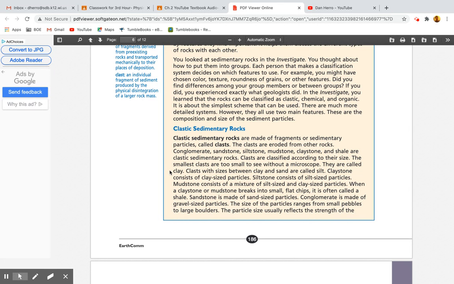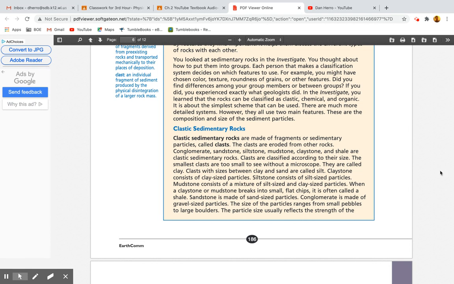Claystone consists of clay-sized particles. Siltstone consists of silt-sized particles. Mudstone consists of a mixture of silt-sized and clay-sized particles. When a claystone or mudstone breaks into small flat chips, it is often called a shale. Sandstone is made of sand-sized particles. Conglomerate is made of gravel-sized particles. The size of the particles ranges from small pebbles to large boulders.